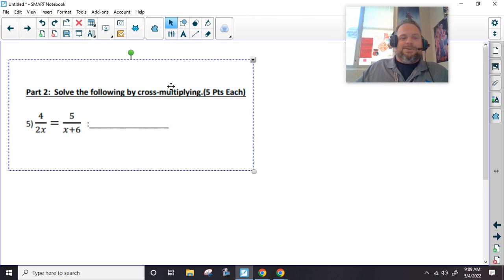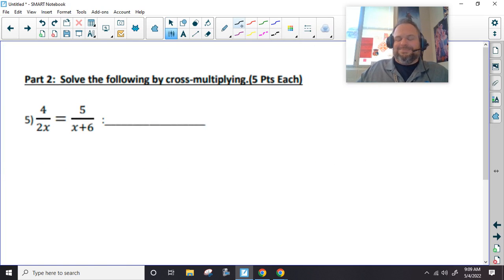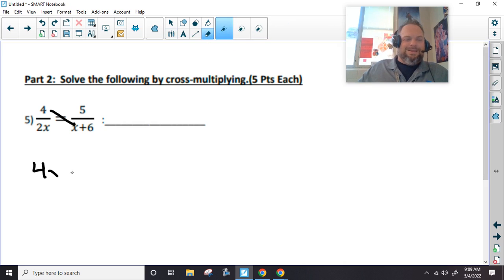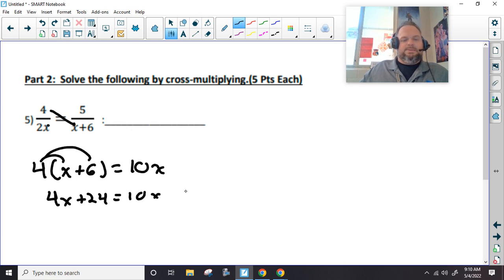Okay. So solving by cross multiplying. I do believe this was Monday's lesson. I think, I don't know. It happened the day. Who knows? And then 2x is 10x. All right. So we distribute 4x plus 24 equals 10x.